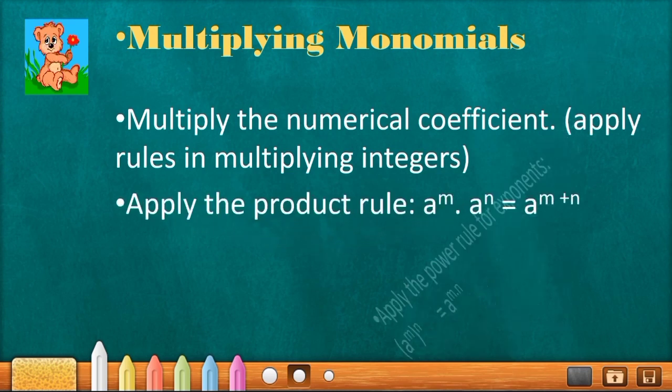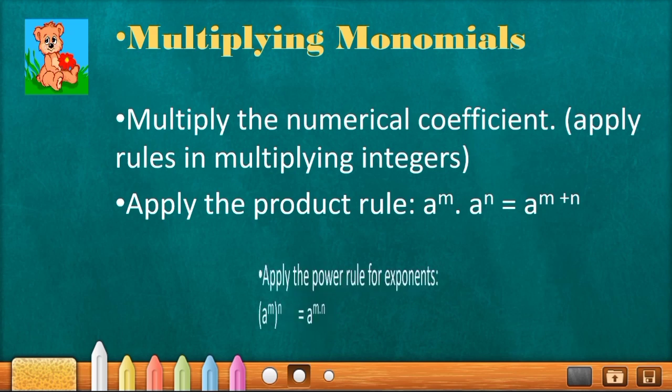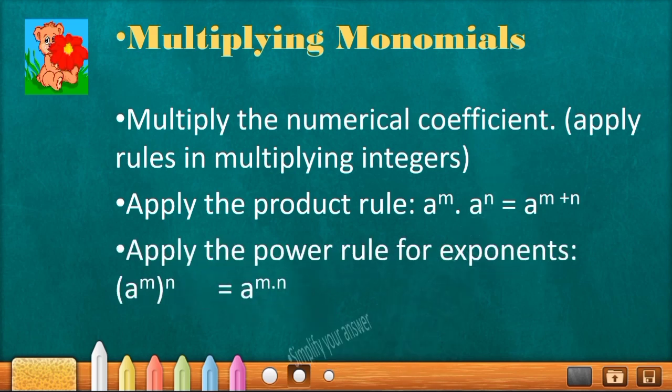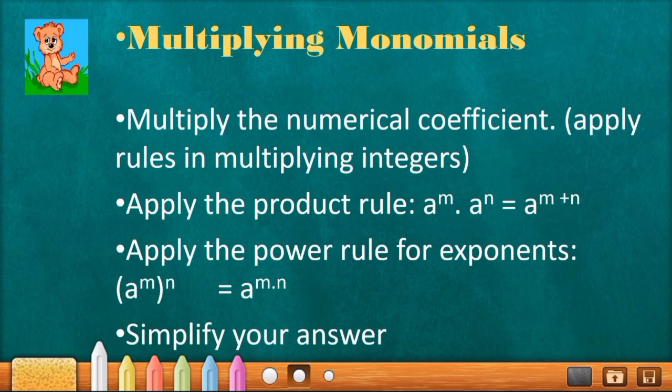To multiply monomials, multiply first the numerical coefficient. Remember to apply the rules in multiplying integers. Again, in multiplying integers, like signs are always positive and unlike signs are always negative.